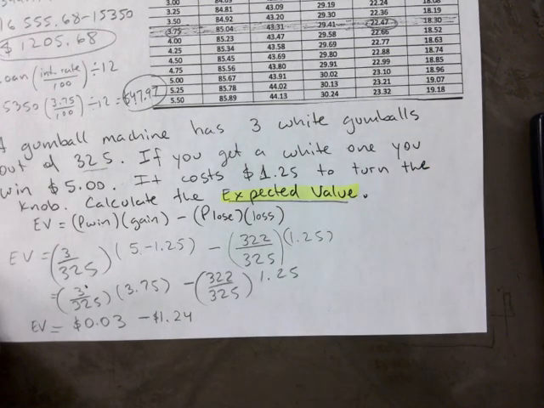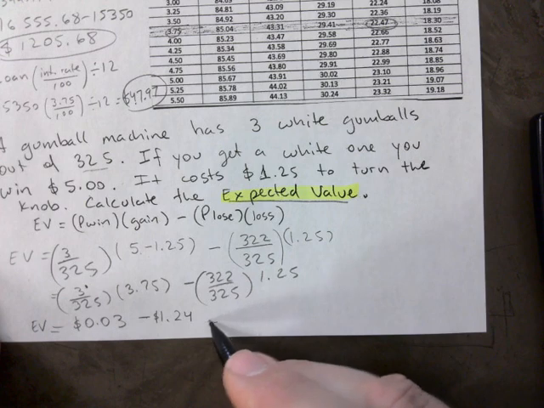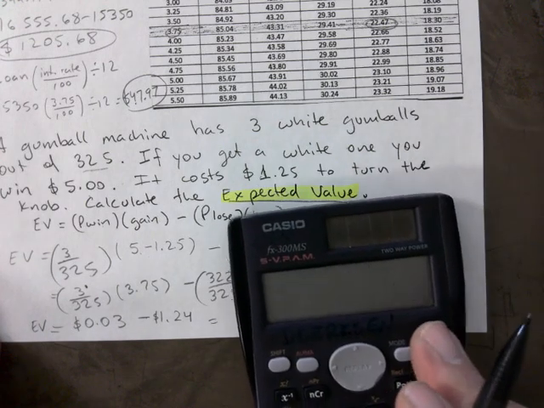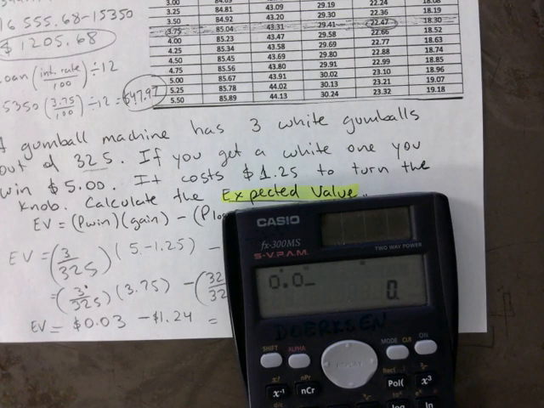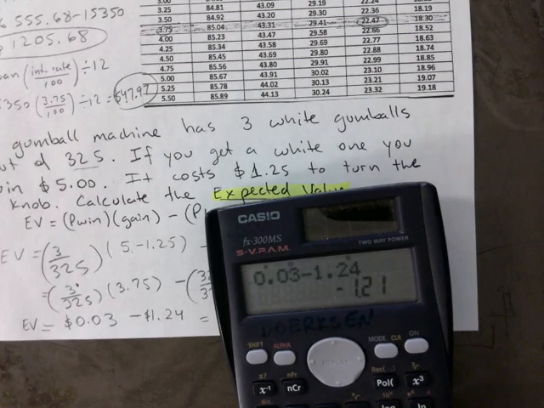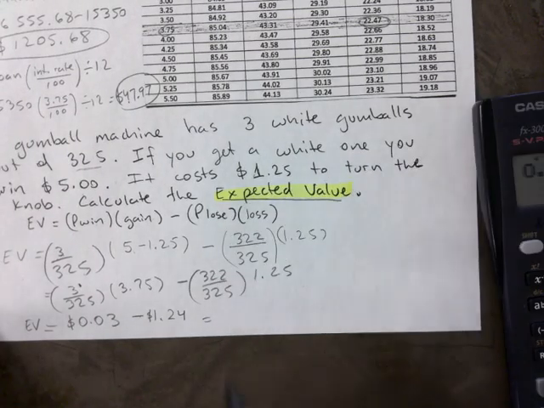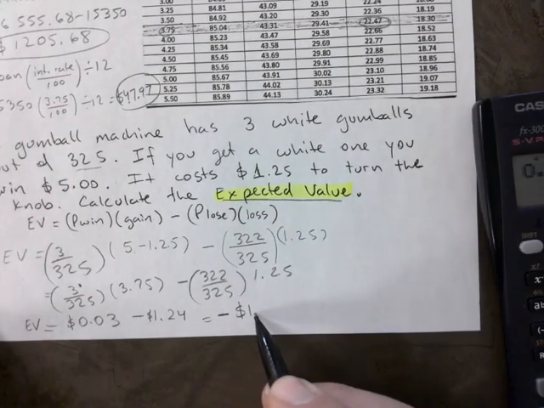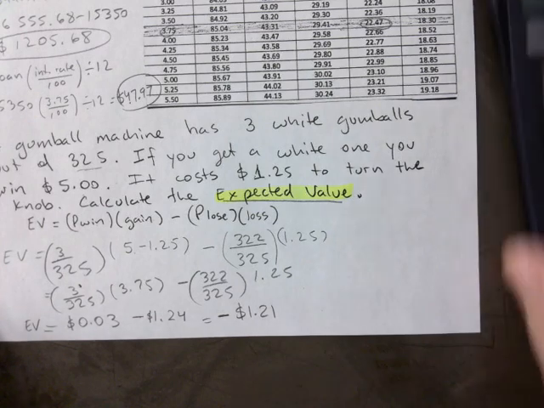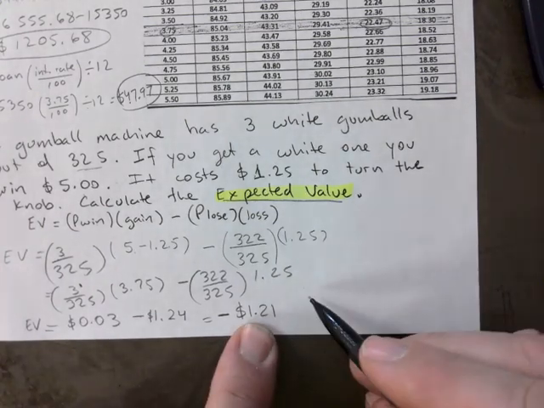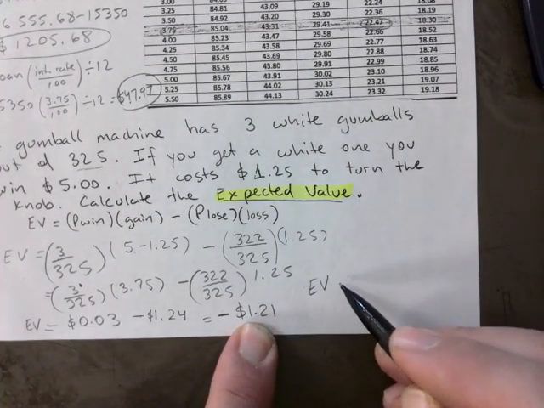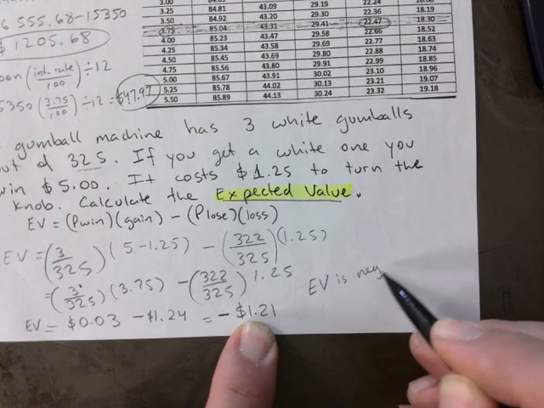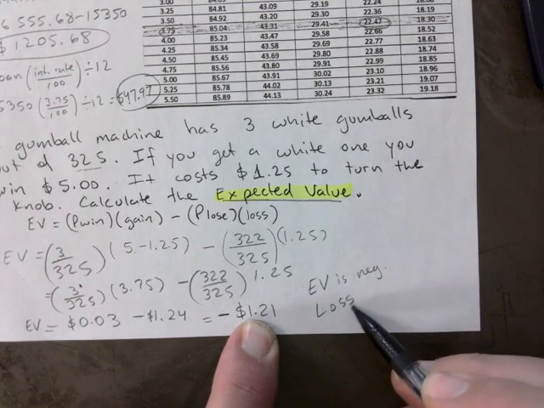Just do one step at a time, okay? So you got to be careful here. So this is 0.03 minus $1.24. That's actually negative 121. And what does that tell us? If expected value is negative, loss is expected.